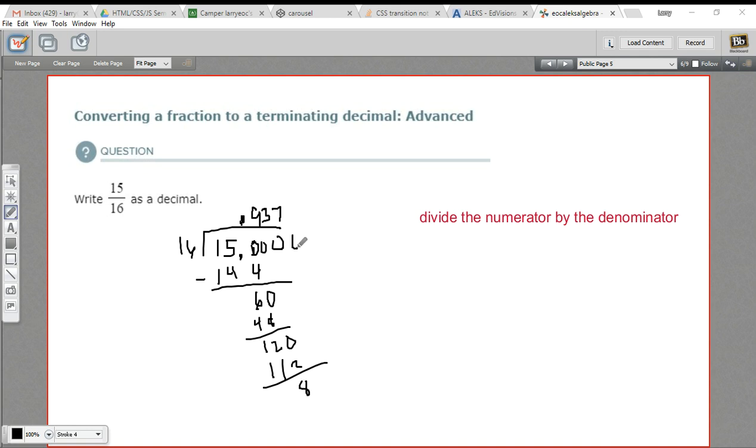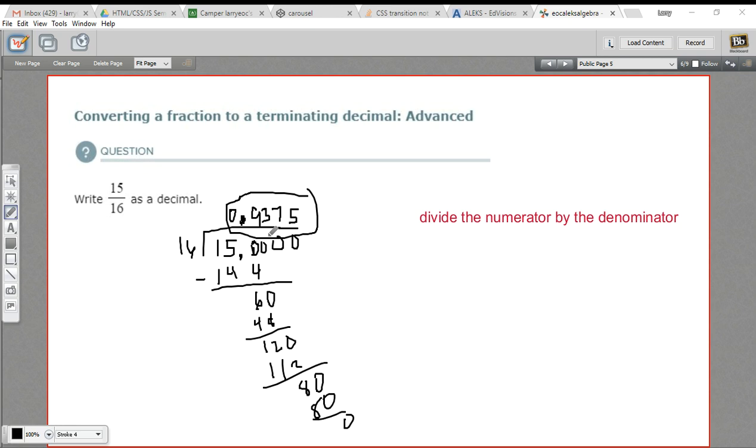And it looks like I'm going to need another 0, so I'll bring down that 0. So how many 16s in 80? I think that's 5, and I think that's going to go exactly. So 5 times 6 is 30, 5 times 1 is 50. So that's 80, and we got no remainder. So this is where our decimal terminates, and this is our answer. We usually put a 0 in front of the point.